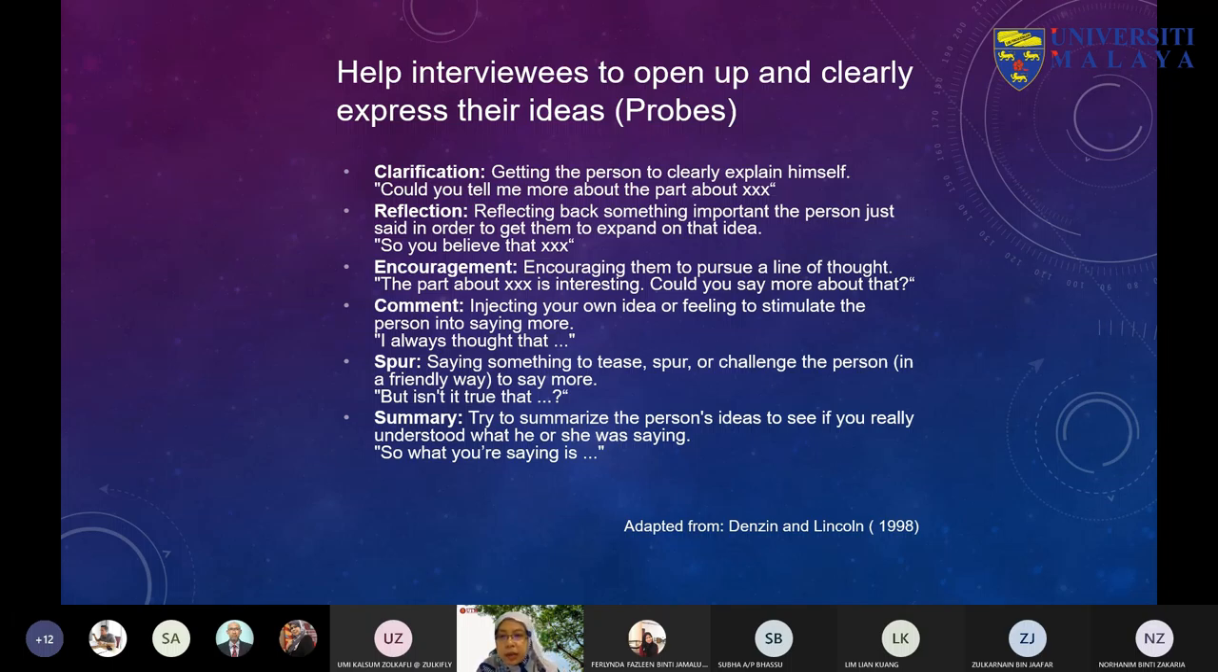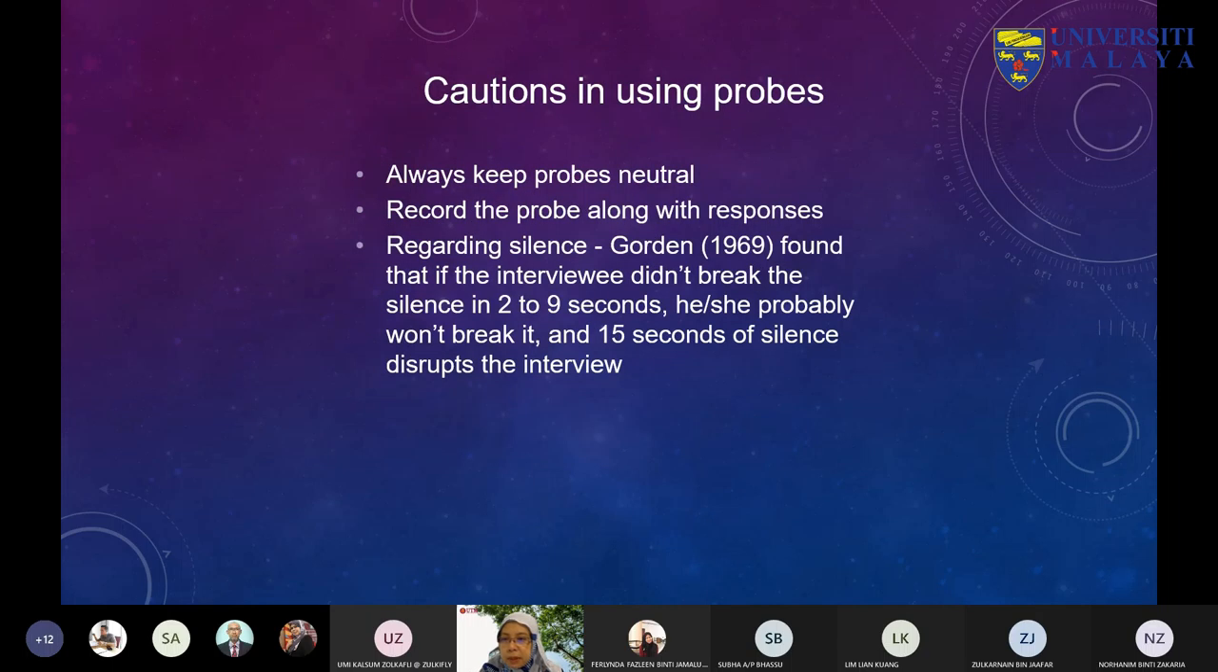What is your opinion? You can have probes to clarify things and to get encouragement. Maybe they do not understand and they do not have an idea. They are a bit shy, or you can have probes, but probes also need to be neutral. I think I have some example. Okay, so always keep probes neutral.